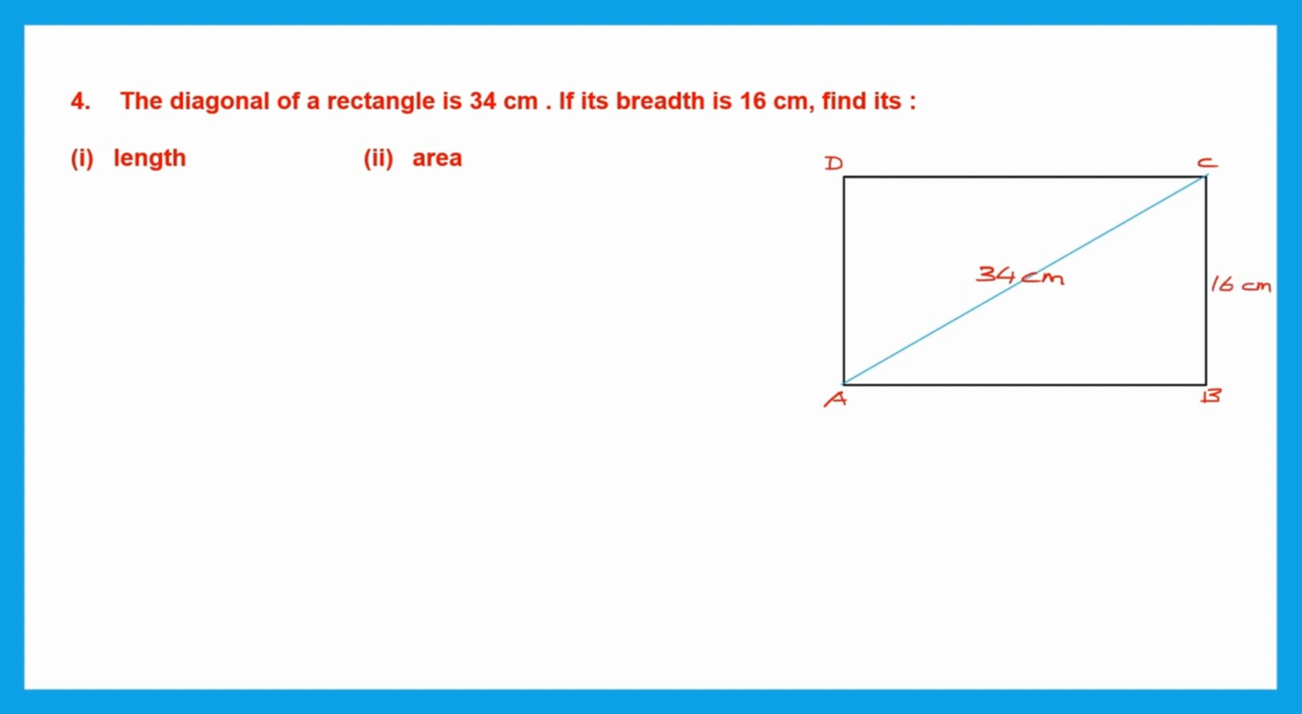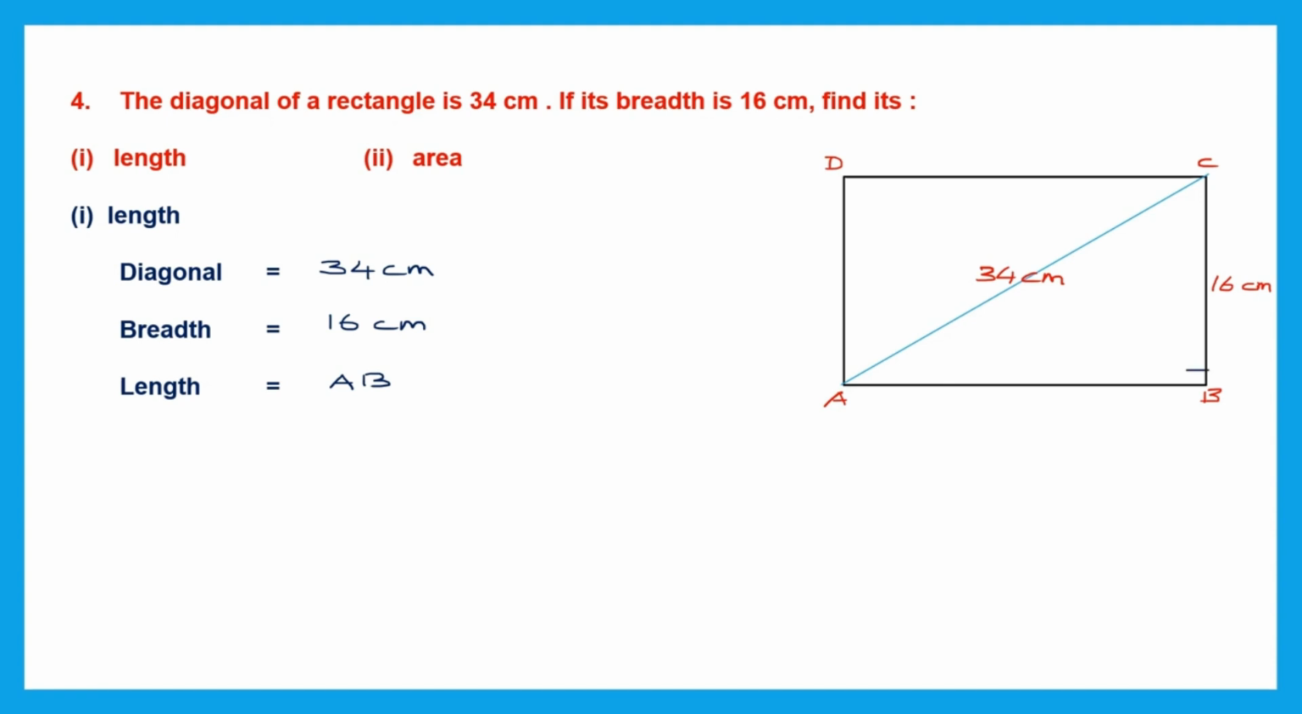Now we have to find the length. So to find the length, diagonal measurement is given to us. Let's write it down. So that is 34 centimeters. And breadth is also given to us, that is 16 centimeters. Now we have to find the length. So length according to this figure will be AB, isn't it? Length is AB. Now we can use the Pythagoras theorem to find the length. How do we use the Pythagoras theorem? As you can see, this diagonal has cut this rectangle into two right triangles.